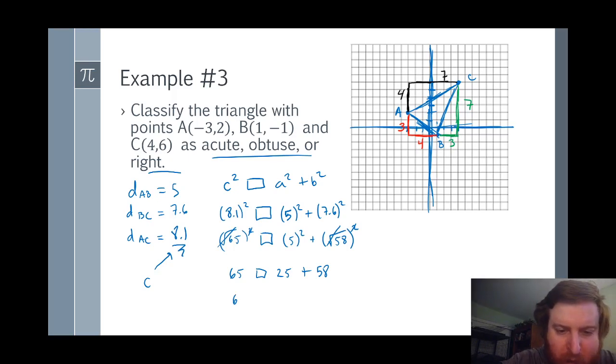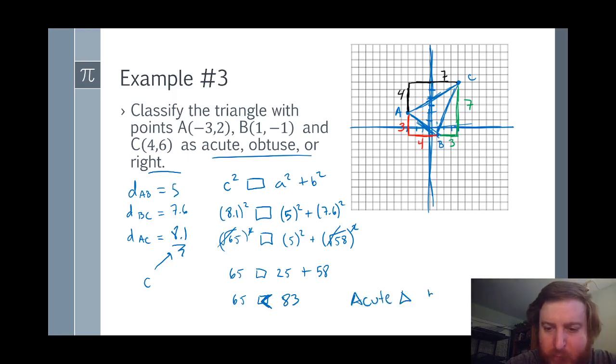So now we're going to add up 25 plus 58. What I like to do is take 2 off of the 25. That's 23, to make it 23 plus 60. So you get 83. You can also use a calculator. So what sign goes in here is a less than sign. That tells me that this is an acute triangle. Now, if we need to justify or explain why: because c squared was less than a squared plus b squared. That would be our reason.